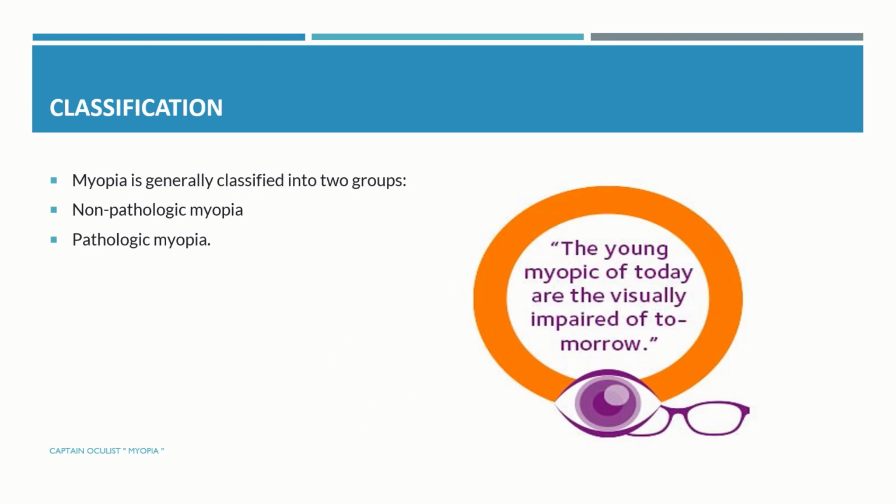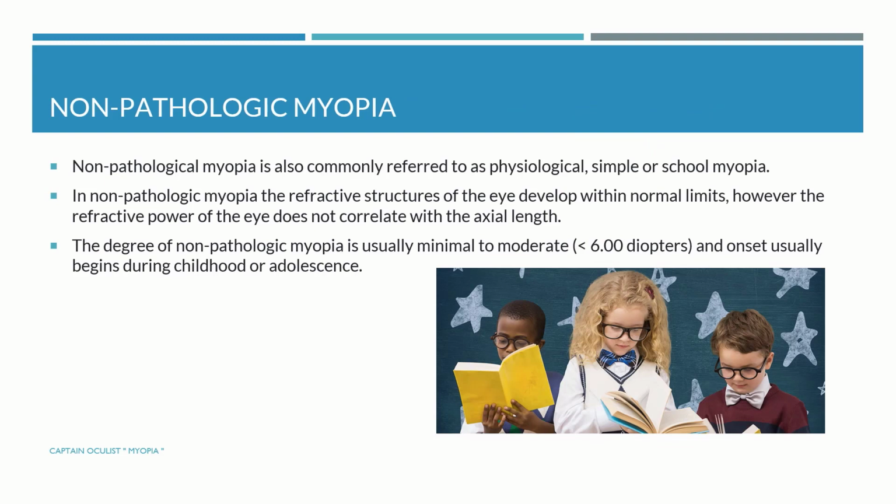Now we divide it according to the degree or refractive power of myopia. First we have divided it on the basis of the reasons for its occurring, such as elongation of the eyeball or due to the cornea's steepness. We have pathological and non-pathological myopia. So first let's discuss non-pathological myopia. It is also known as physiological myopia, or school myopia, or simple myopia.